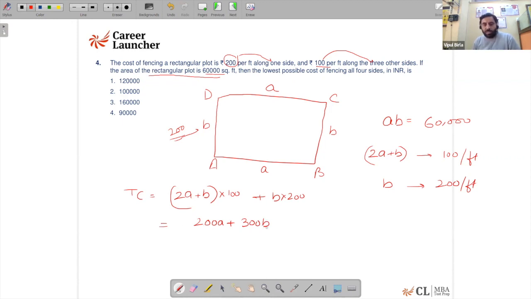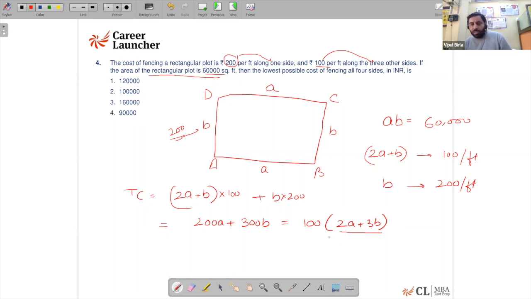Okay, so I need to minimize this cost, which can also be rewritten as, if I take 100 common, 2A plus 3B. So what I need to do is minimize this value 2A plus 3B so that my total cost, which is 100 times of this, will be minimized, right? And I know they have given you that A into B is 60,000. So let me do it here. The product A into B is constant, and we need to minimize the value of 2A plus 3B.